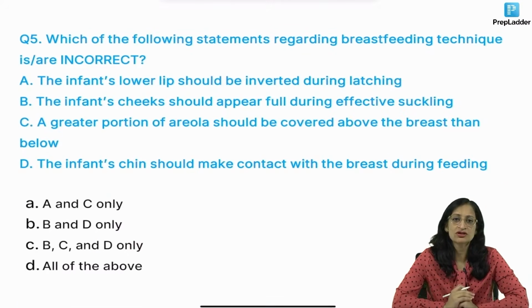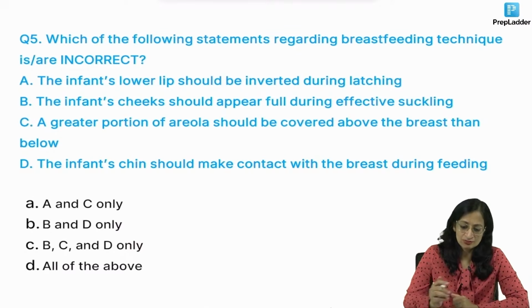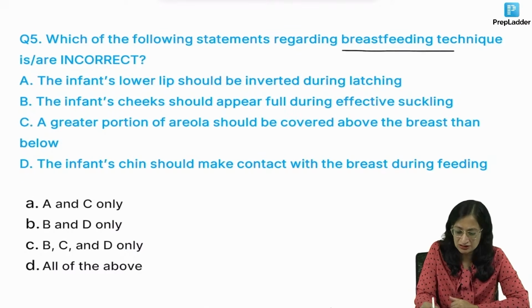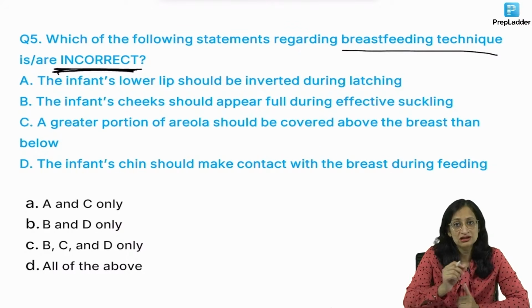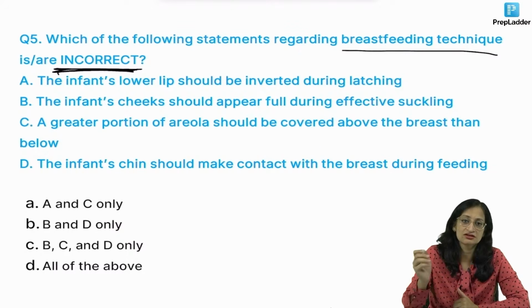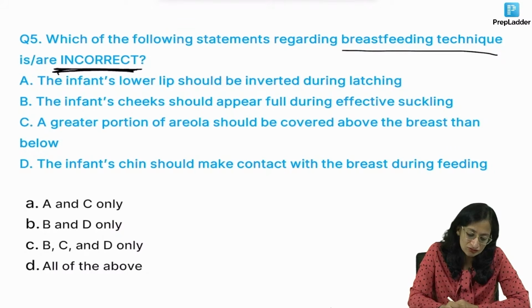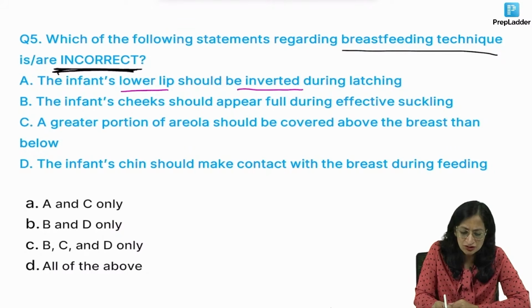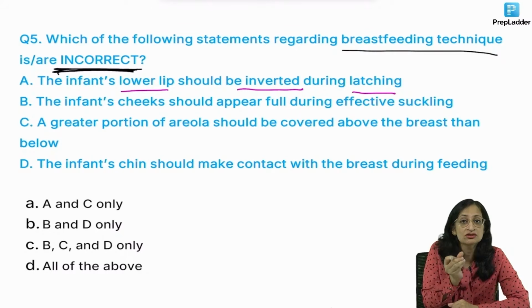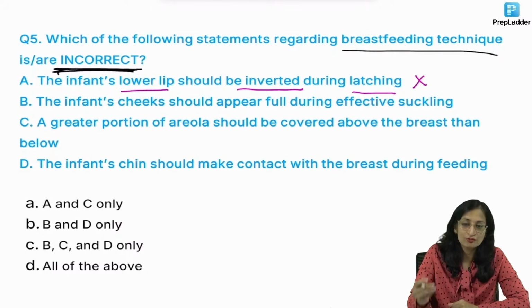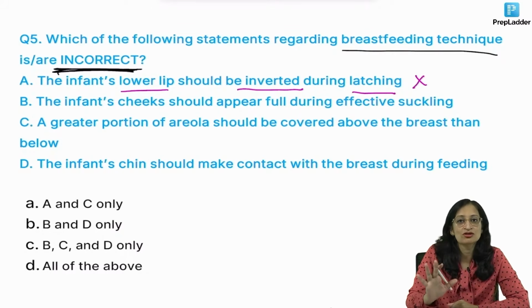Moving ahead to the next question. Which of the following statements regarding breastfeeding technique are incorrect? So don't forget to see it is asking incorrect and not correct. Okay, so let us see the statements one by one. The infant's lower lip should be inverted during latching. Should it be inverted? No, it should be everted or turned out. So this is incorrect, but don't jump and answer the question. Read all the options first.